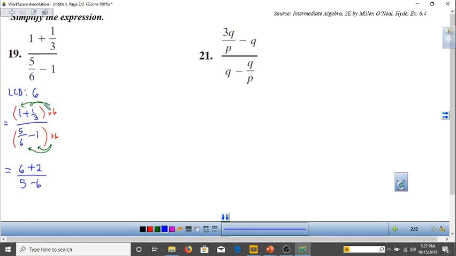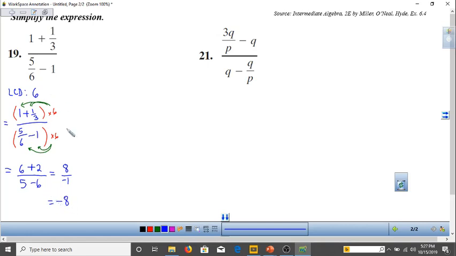Multiplying the numerator and denominator by the common multiple of the denominators ensures that all denominators are cancelled, leaving only whole numbers to work with, which makes it a much simpler process. This now becomes 6 plus 2, which is 8, divided by 5 minus 6, which is -1. And that equals -8.